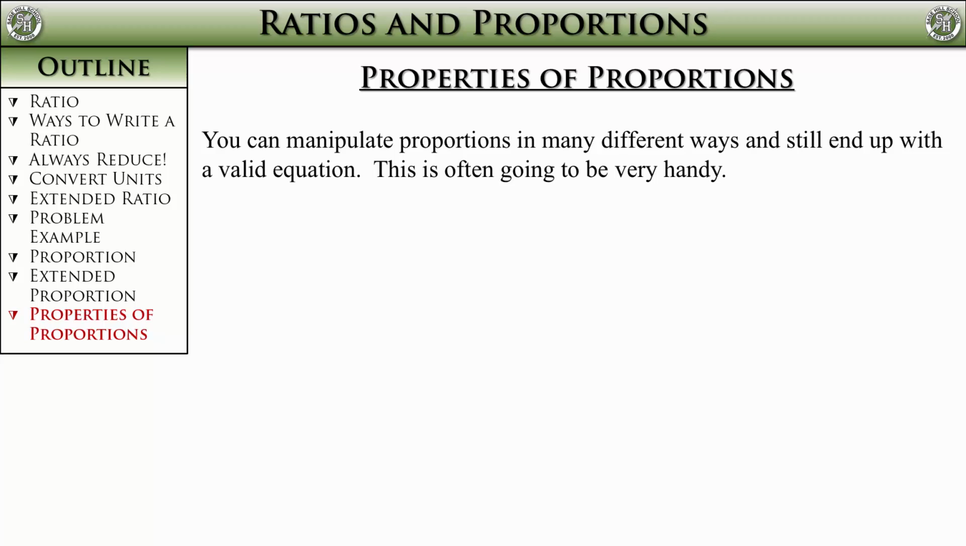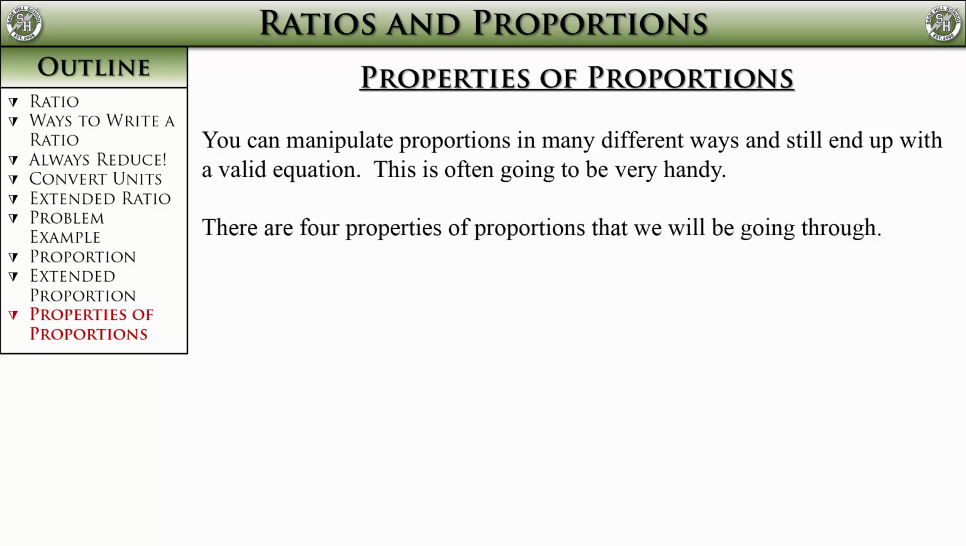Now that we have proportions, you can manipulate proportions in many different ways and still end up with a valid equation. This is often going to be very handy. It is going to be most useful when we get to section 7.5. There are 4 properties of proportions that we will be going through. The first one you probably have done before. You likely have seen a problem like this before.